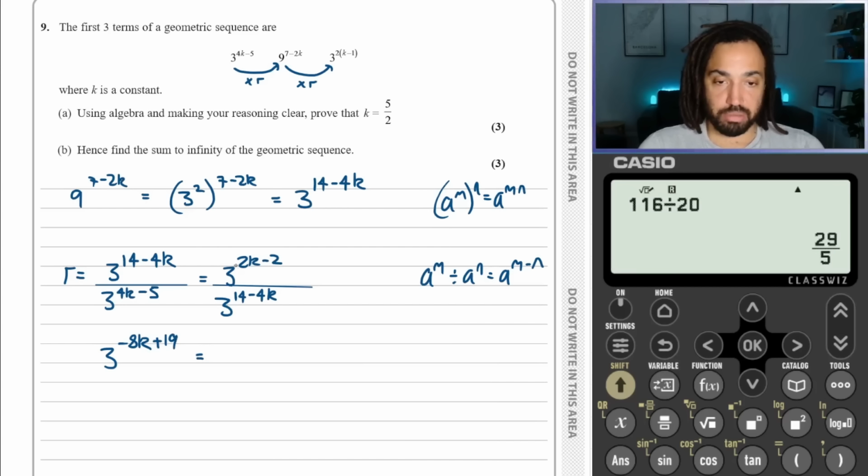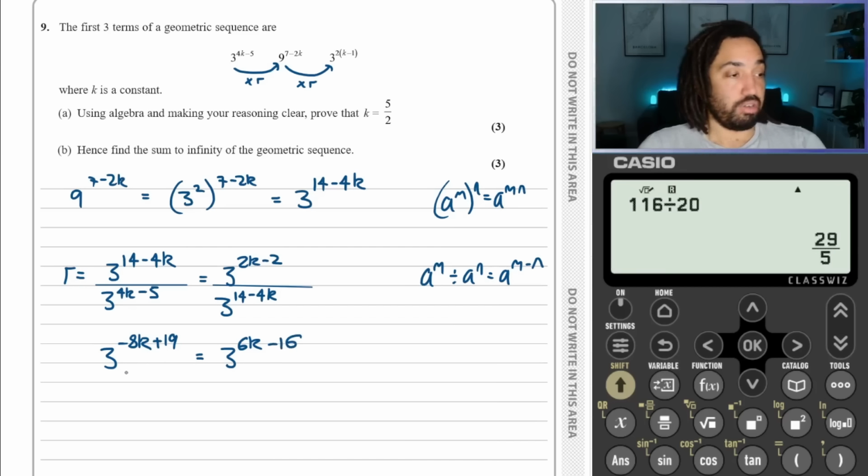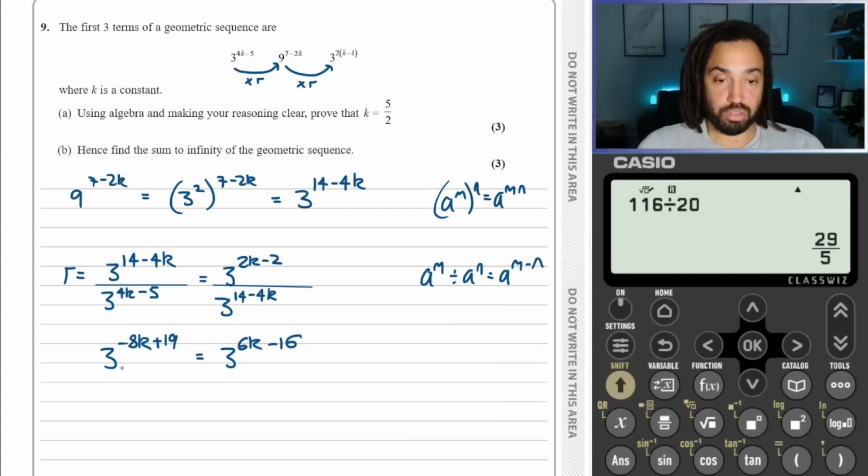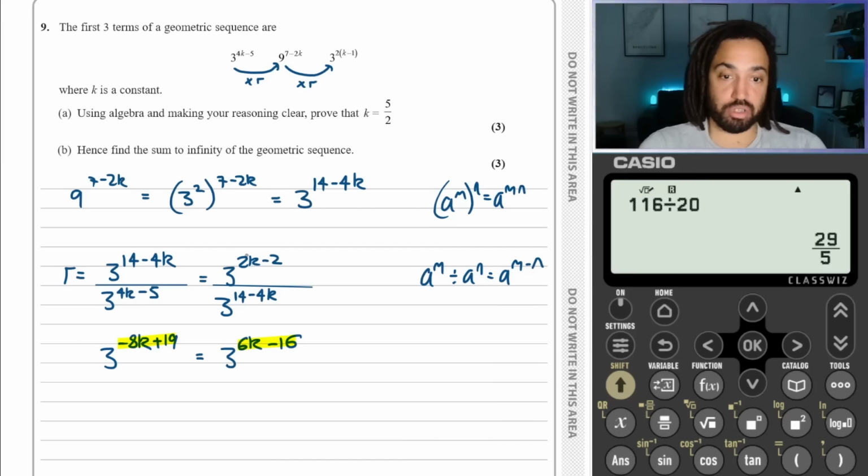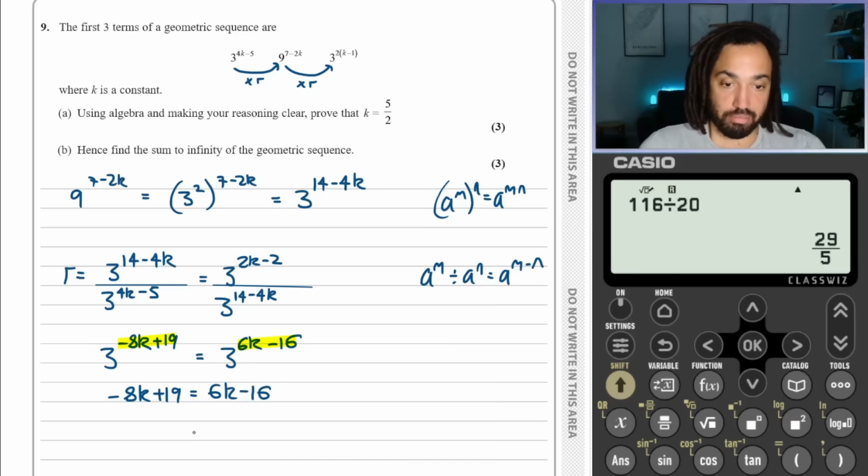Over here on this side, we're going to do the same. 2k minus minus 4k is 6k. Minus 2 minus 14 is minus 16. Great. And now, because both sides of the equation are 3 to the power of something equals 3 to the power of something, well, those two somethings must be the same. So minus 8k plus 19 is equal to 6k minus 16.